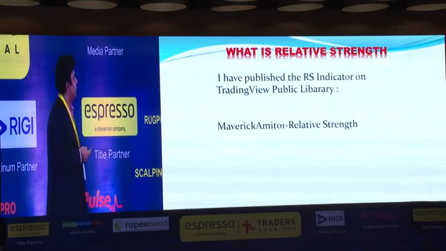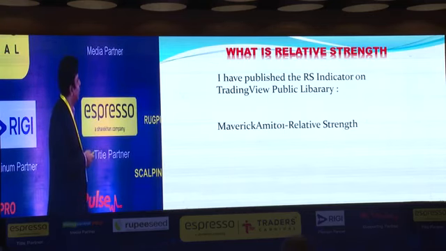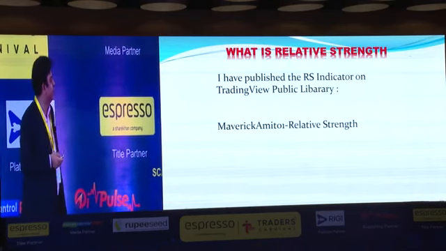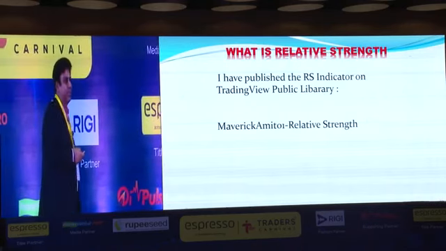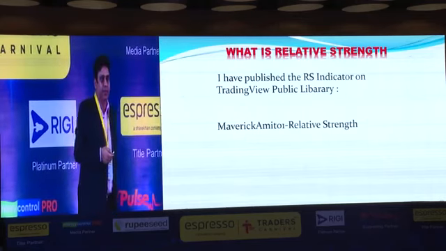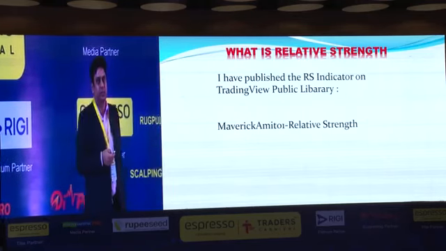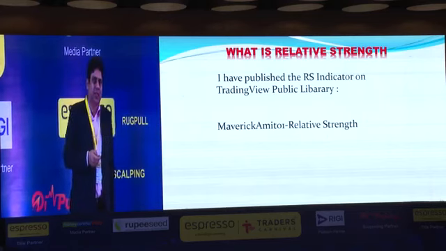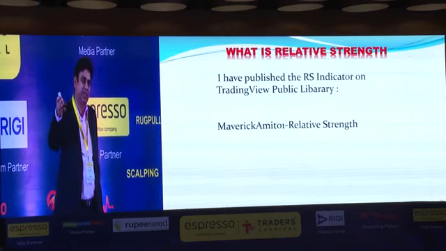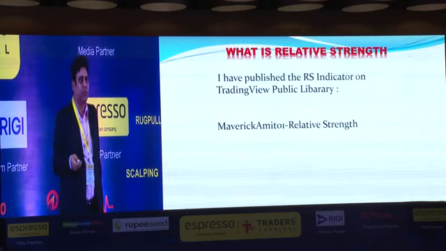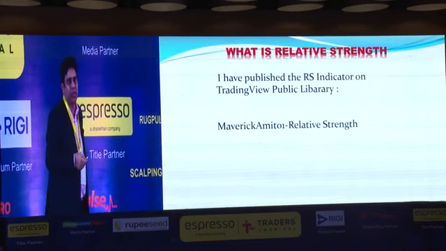So friends, I have published this indicator. You can note it down, the RS indicator on the TradingView public library. The name of the indicator is Maverick Amit Relative Strength. If anyone wants to plot this relative strength line in TradingView, you can simply use this and plot it on your charts to see whether the RS line is rising or falling. And those who are on the Pro and Pro Plus versions of TradingView can add an indicator and plot a simple moving average line on the RS line also.